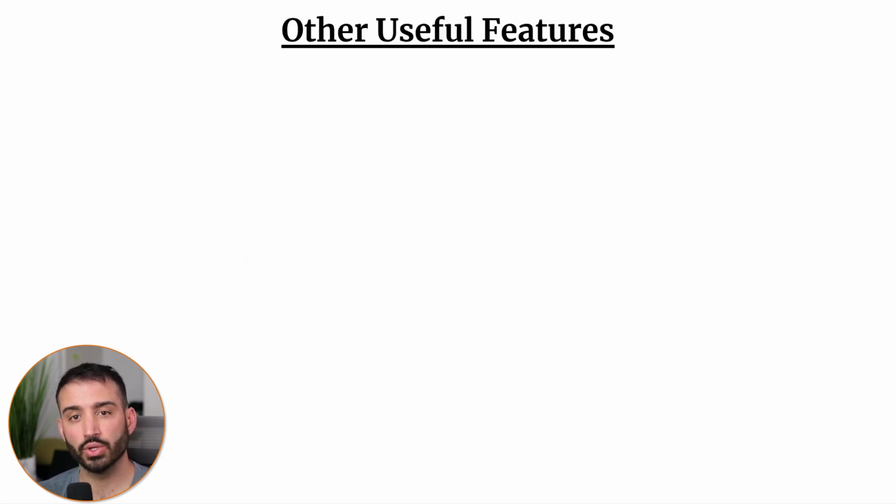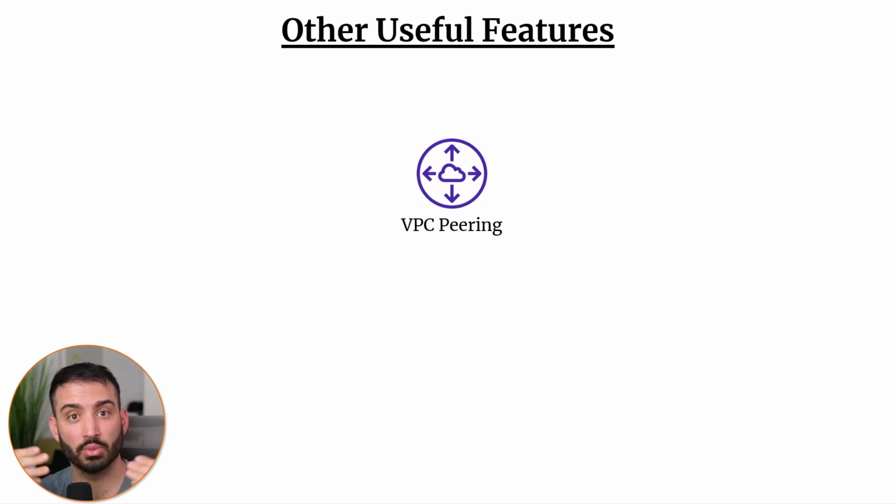Now I want to move on to just some other useful features that you need to know about when you're working with VPCs. The first one is VPC peering. This feature allows you to connect different VPCs together. So say you had one VPC in your account and a second VPC in your account, and you want the traffic to be able to flow between them. You can use VPC peering to do this. It's pretty straightforward and easy to set up.